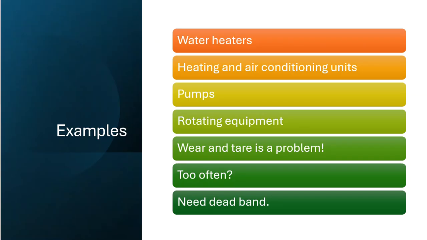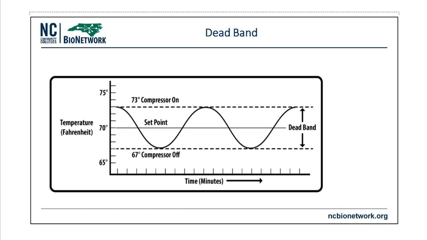So again, many pieces of equipment are going to be used on the manufacturing line. Those pieces of equipment have to be taken care of. Those pieces of equipment can be on-off switches, and the problem is the wear and tear. How often are they turning on? How often are they turning off? A deadband is going to be needed because of that.